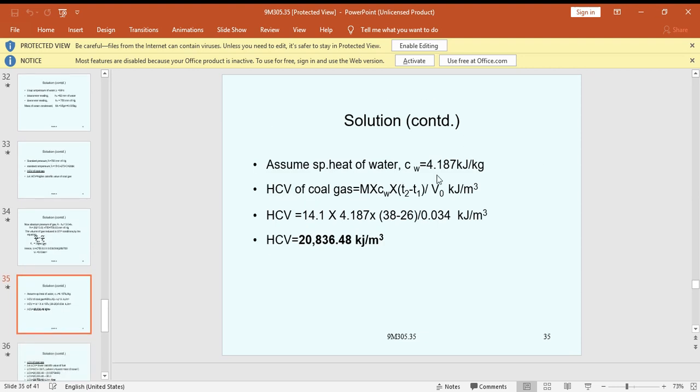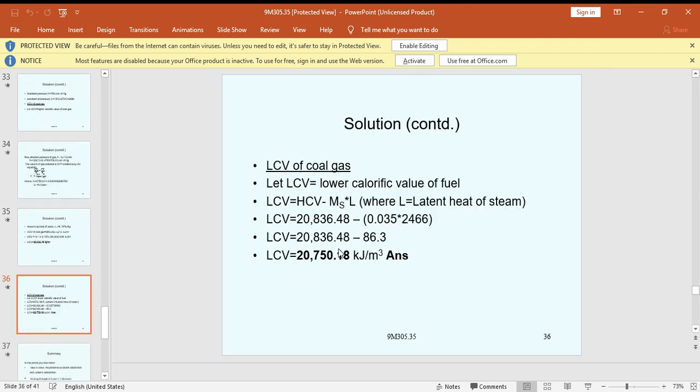Assume the specific heat of water Cw equal to 4.187 kilojoule per kg. HCV of coal gas equal to M into Cw into T2 minus T1 by V naught, kilojoule per meter cube. HCV equal to 14.1 into 4.187 into 38 minus 26 by 0.034 meter cube. You get 20,836.48 kilojoule per meter cube.